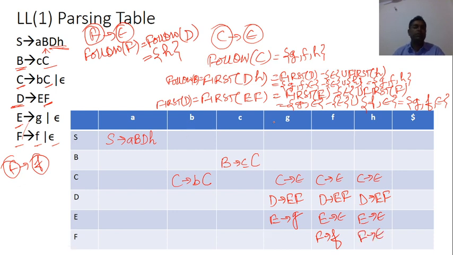Now you can see in this parsing table, I have considered all the productions. In this parsing table, there are no multiply defined entries in any cell. So this grammar is LL1 and this parsing table is an LL1 parsing table. And the method for implementing this LL1 parser is the same as the predictive parser.